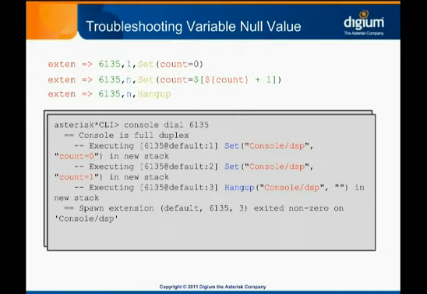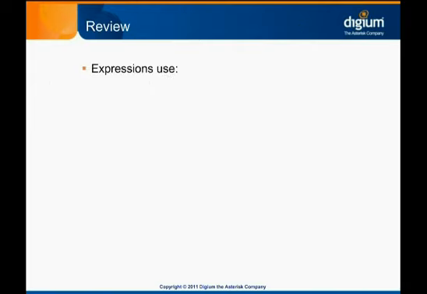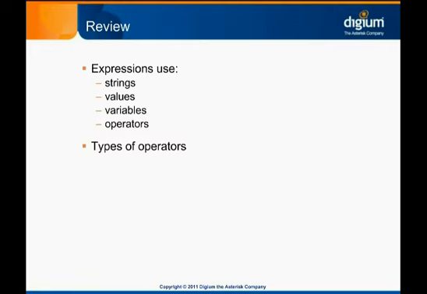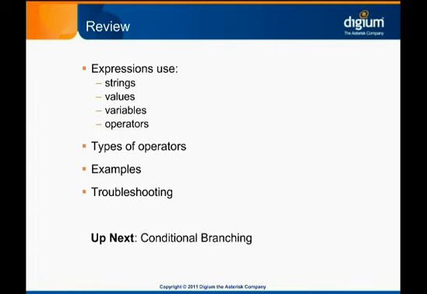Asterisk expressions offer a way to combine various Dialplan elements like strings, values, and variables, along with a variety of operators so that you can evaluate several different kinds of statements. We've introduced several different types of operators and given some use examples. We've also shown some basic CLI troubleshooting related to expressions. In the next module, we'll build on our newfound knowledge of expressions by using them to implement conditional branching and loops in the Dialplan.